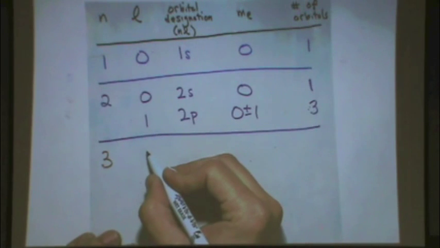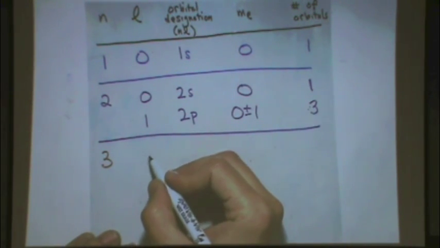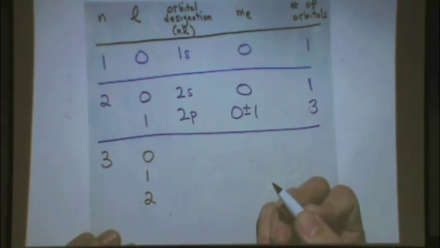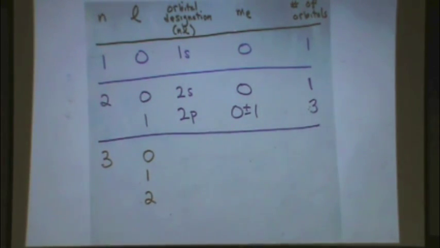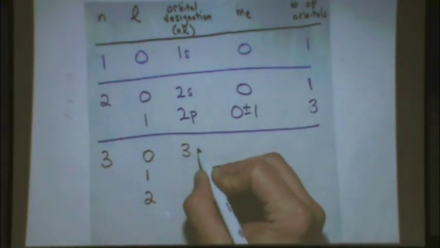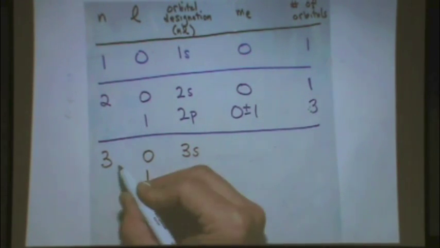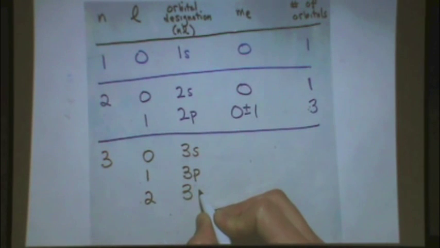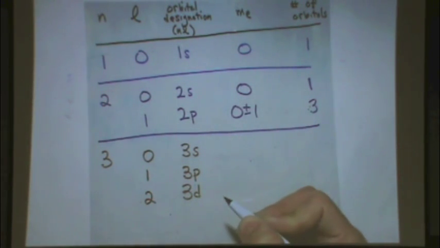Okay, so this could be what values here for L? 0, a 1, and a 2. It can't be 3 because L always has to be less than N. Okay, so this is a 3s, 3, 0, 3s. It's a 3, 1, or 3p, and what's this one? Yeah, the number 2 goes with the letter D.